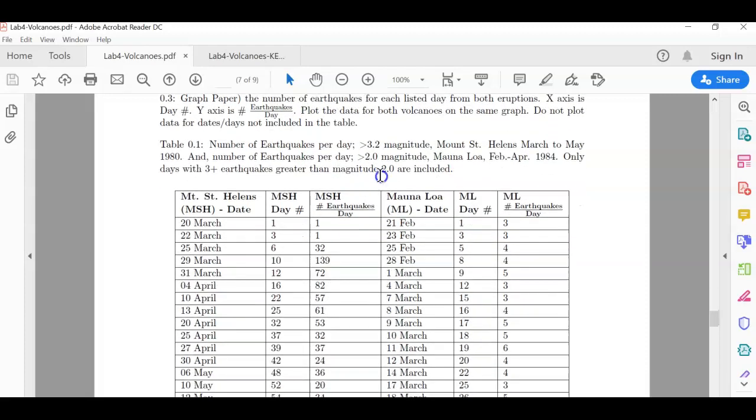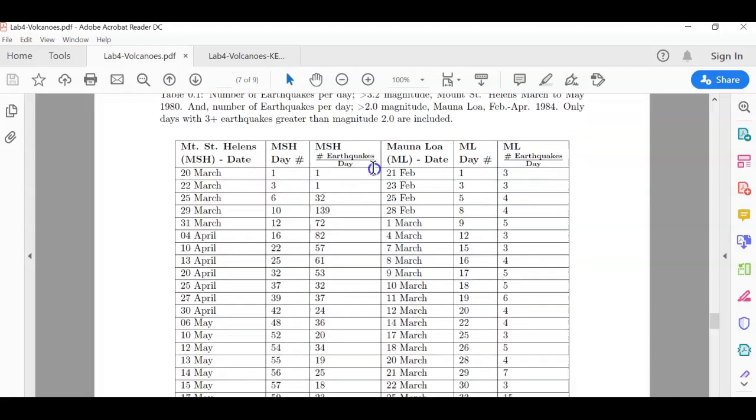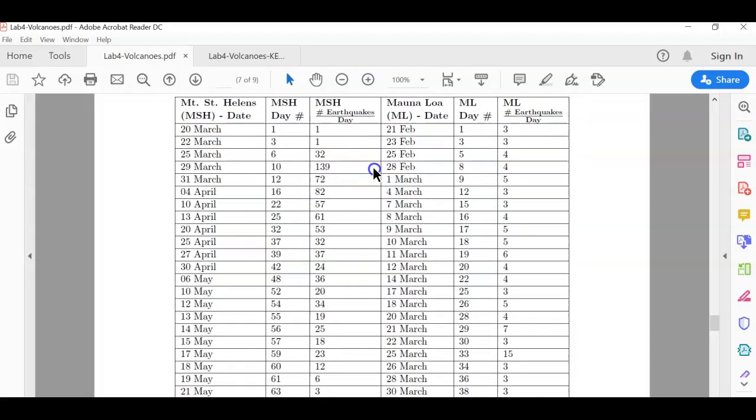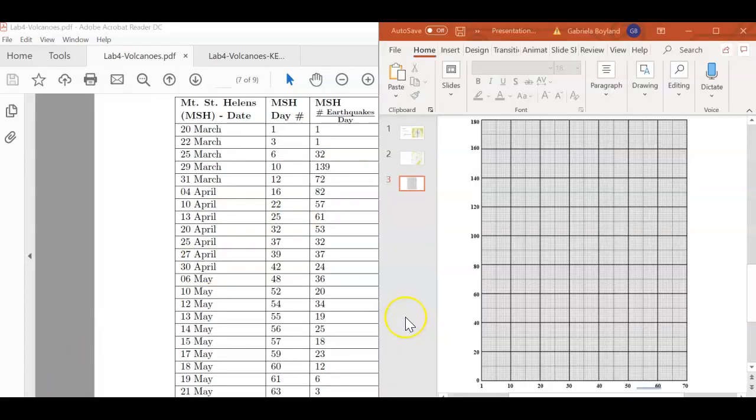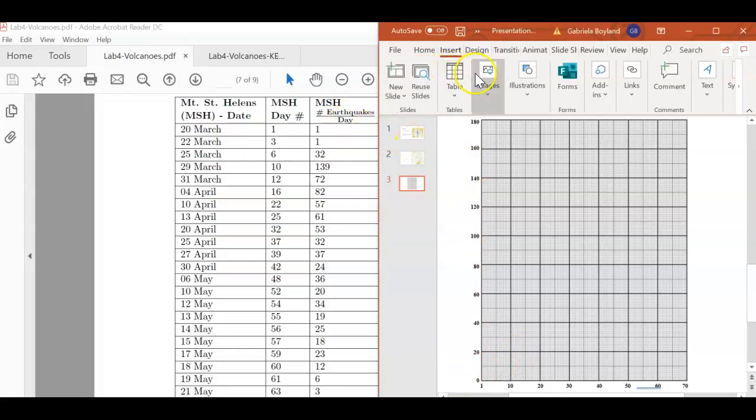Okay, and this is just a specification of what you are seeing in the table itself. So let's go ahead and plot those, or a few of those together. All right, so if this is our graph paper, again, we want the day number to be the x-axis, and we want the y-axis to be the earthquakes per day, okay?